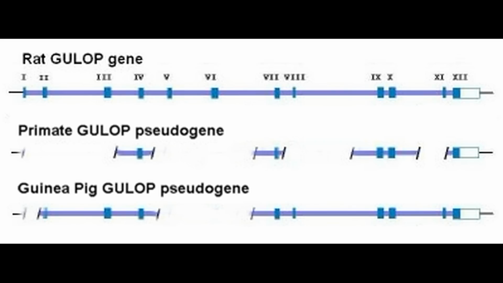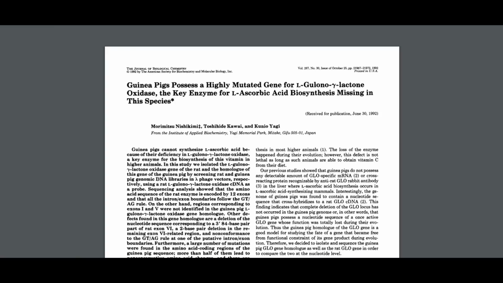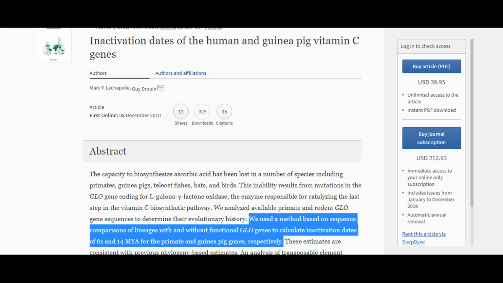The author mentions that guinea pigs have a gulo pseudogene too, and while this is true, it's broken in a different way than we haplorhines have. See the 1992 paper, "Guinea pigs possess a highly mutated gene for L-gulono-gamma-lactone oxidase, the key enzyme for L-ascorbic acid biosynthesis missing in this species." That's why it's considered a convergence. And based on sequence comparison, the estimated dates for the pseudogenization of this gene are very different between humans and guinea pigs, which are 61 and 14 million years respectively, which is just more evidence that their inactivating mutations are different and independent.